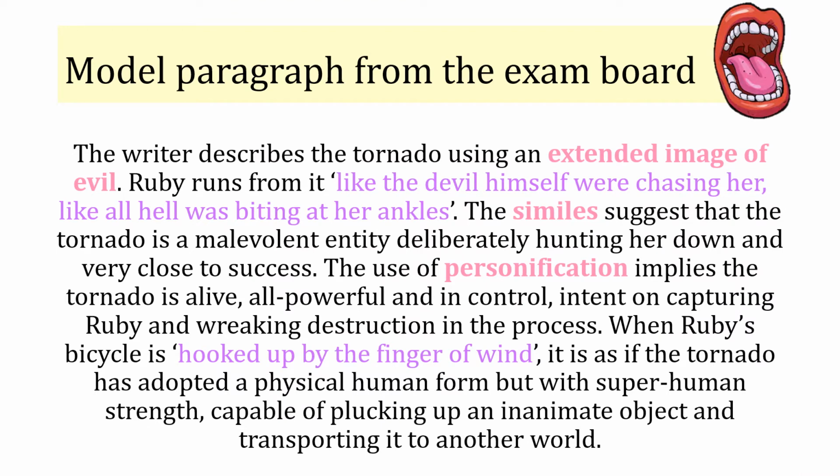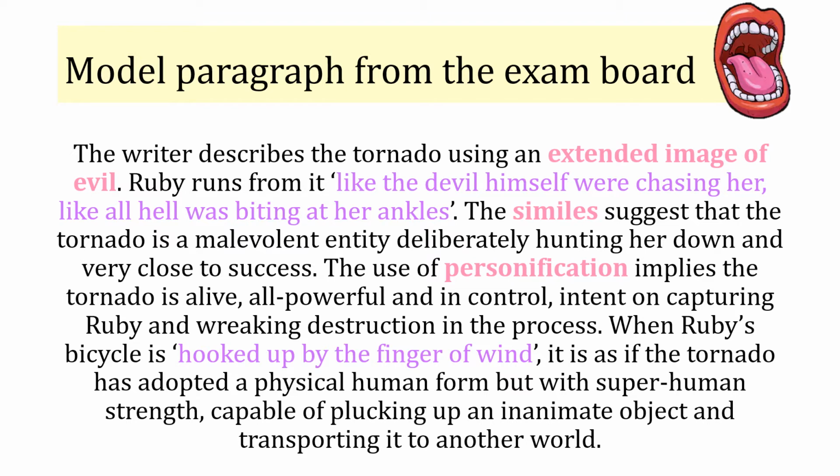Okay, I've just switched the video ever so slightly here so you can see a model paragraph that's come from the exam board. So this would be heading to the top band. This would be a good answer. So the writer describes a tornado using an extended image of evil, but you could have put a symbolism of evil, a metaphor of evil, a simile of evil, whatever you want, but an extended image of evil. Ruby runs from it like the devil himself were chasing her, like all hell were biting at her ankles. And I've highlighted that section because those quotes are embedded. It runs into the sentence. It's not just dropped in.